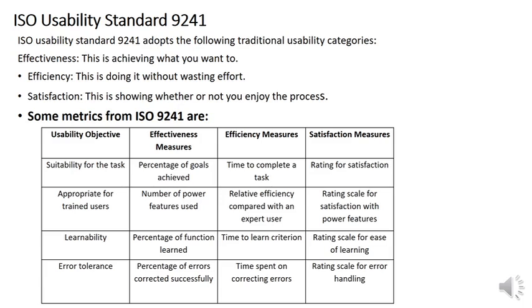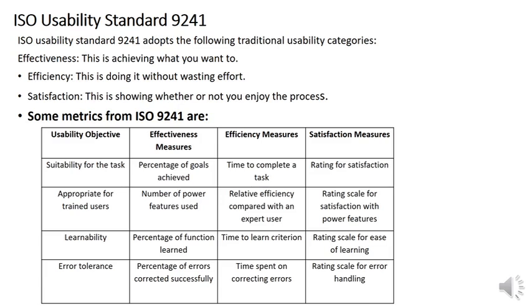So suitability for the task: percentage of goals achieved. In efficiency, trying to complete those tasks. Rate for satisfaction. Appropriate for training user: number of power features used. Relative efficiency compared with experts, that's under efficiency measurement. Then under satisfaction, rating scales for satisfaction with power features.